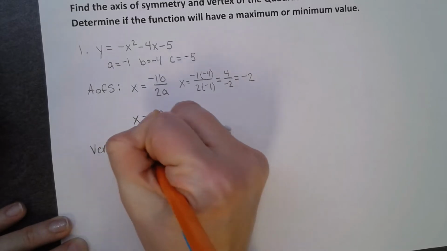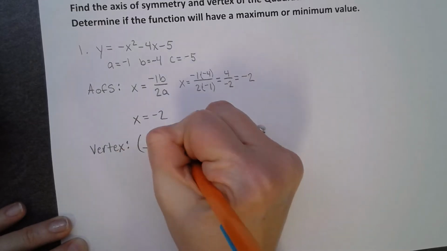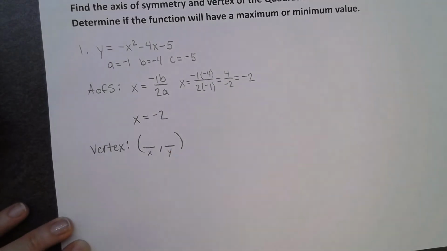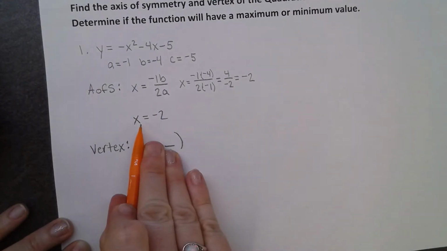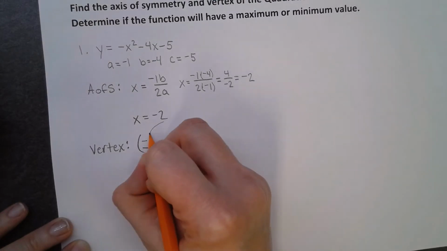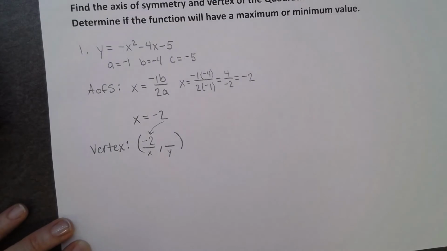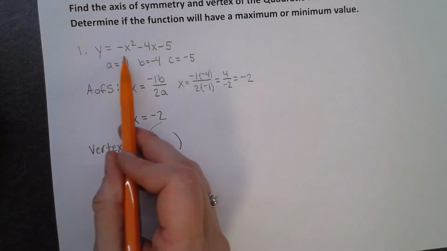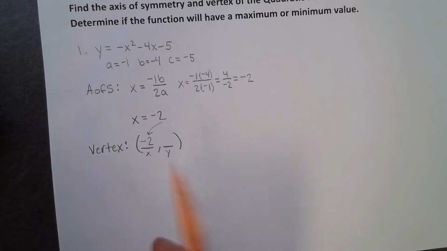Well, we already know if it's an x, y ordered pair, this is our x, y ordered pair, we already know the x value. That will be negative 2. You will just put that in the x spot of the coordinate for the vertex. We now need to set up using our original equation to try and find y.